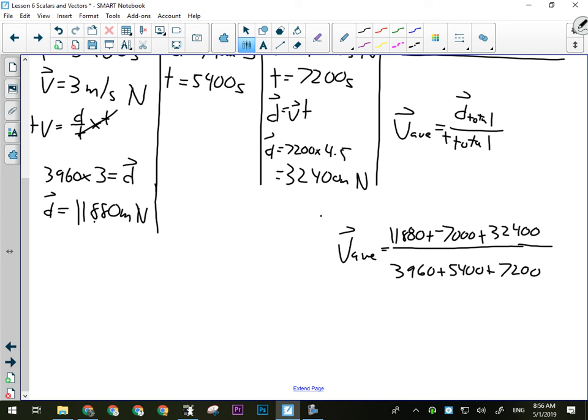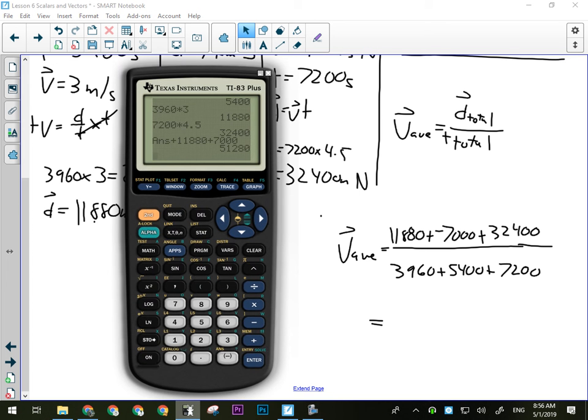All right, so all I'm doing with my directions is making them positive or negative, and that's all we'll have to do in Science 10, is just worry about forward, backward, plus, minus. Okay? All right, so now that I've got that equation set up, I can calculate my average velocity. So first I'll figure out what the top is and what the bottom is. Okay, so we'll have 11,880 minus 7,000 plus 32,400.